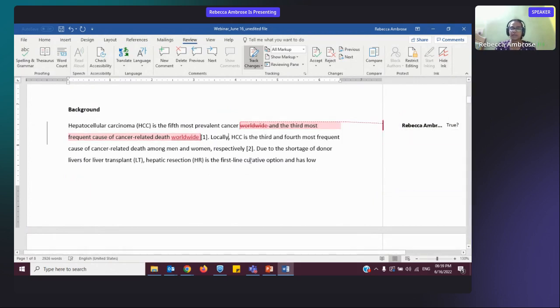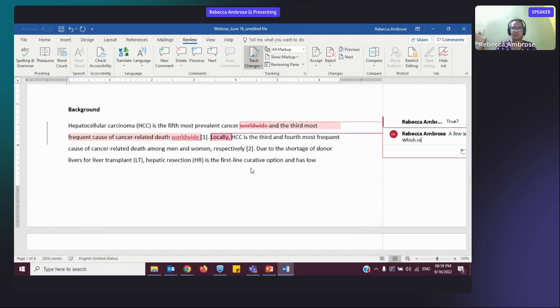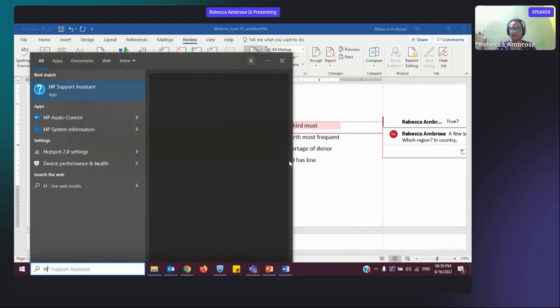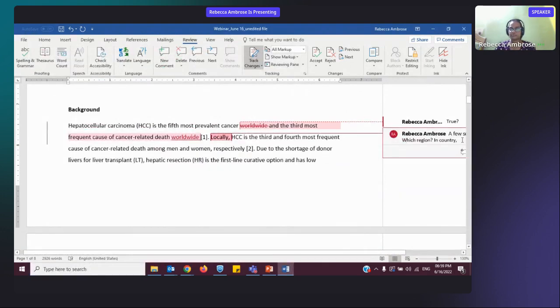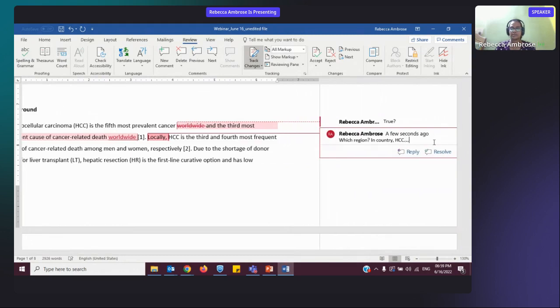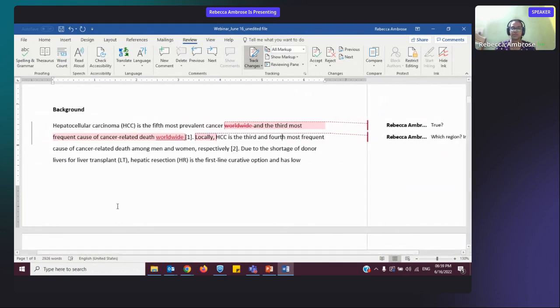So the comment over there. And then you have, locally, HCC is the third and fourth most frequent cause of cancer related death among men and women, respectively. Now, nothing wrong with this sentence except that we don't know what country these results are for. So you'll have to specifically say something like "in", and then mention the country. HCC is the third and fourth most frequent cause of cancer-related death.